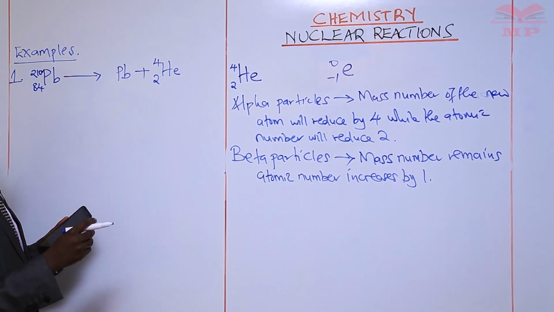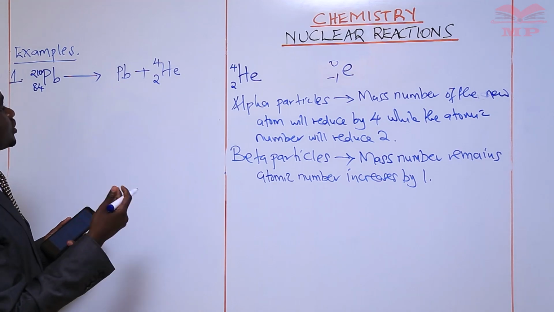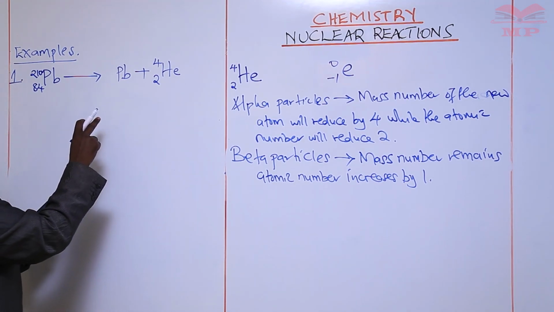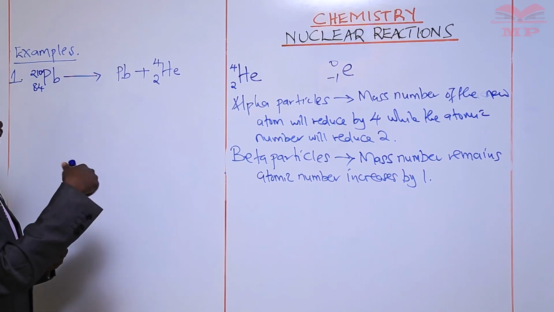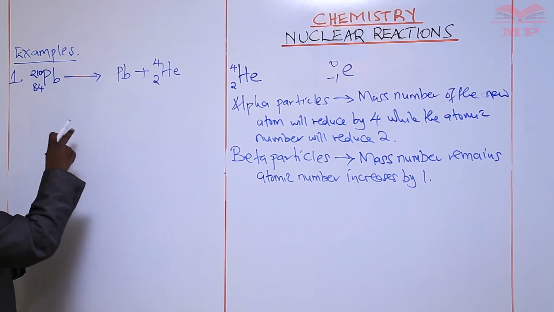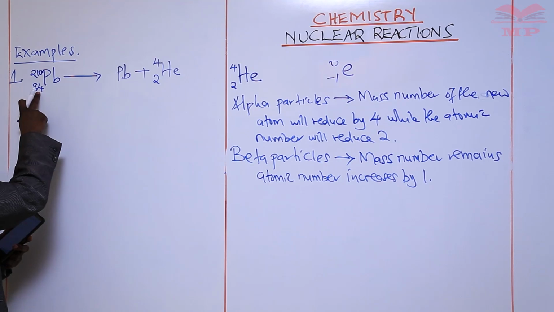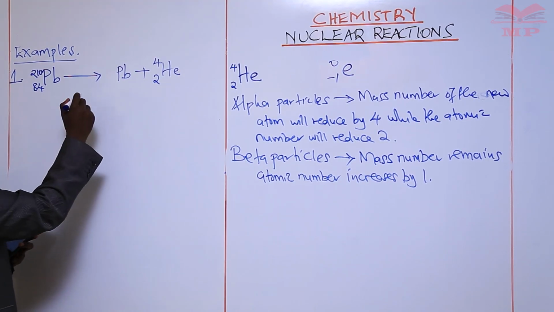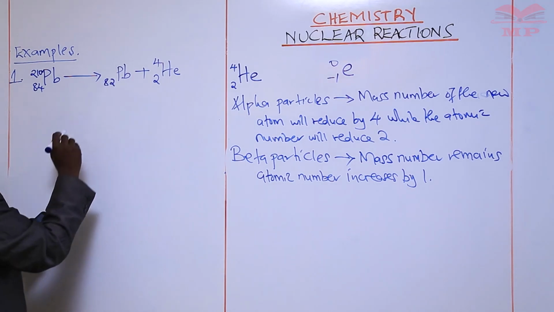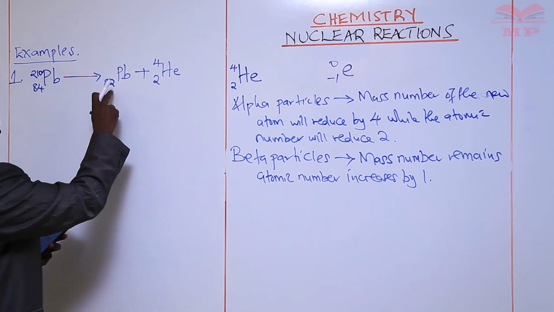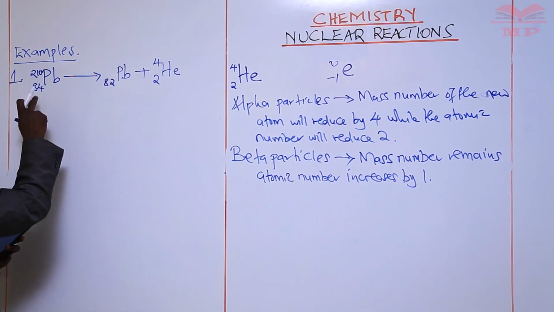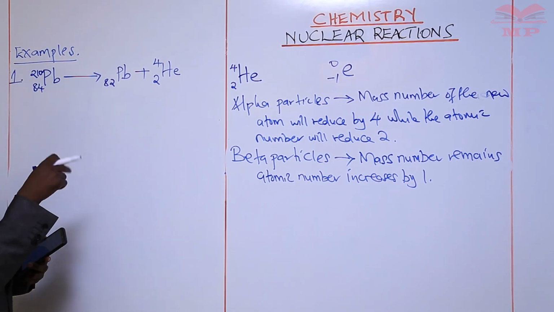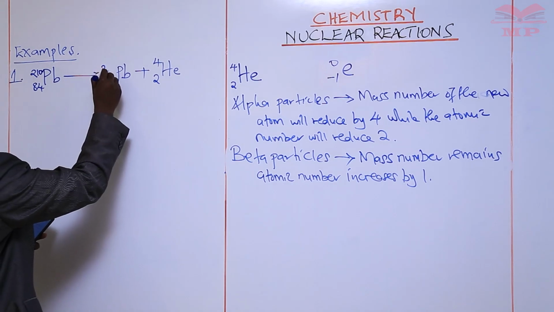Remember, if an alpha particle is emitted, the atomic number will reduce by 2. Initially, the atomic number is 84, so we reduce 84 by 2, and that gives you 82. This is the atomic number. Then the mass number, we have said, will reduce by 4. Initially it was 210, so you reduce it by 4, and you will get 206.